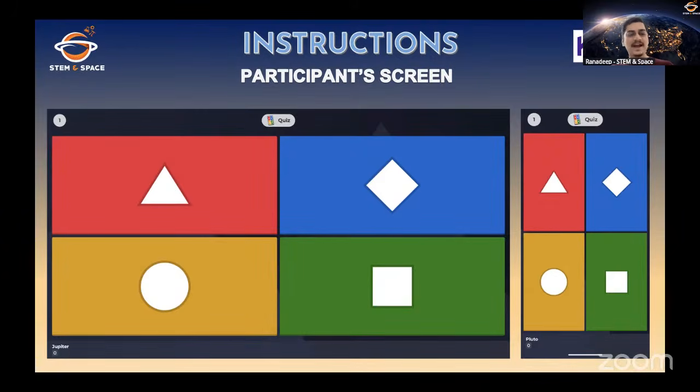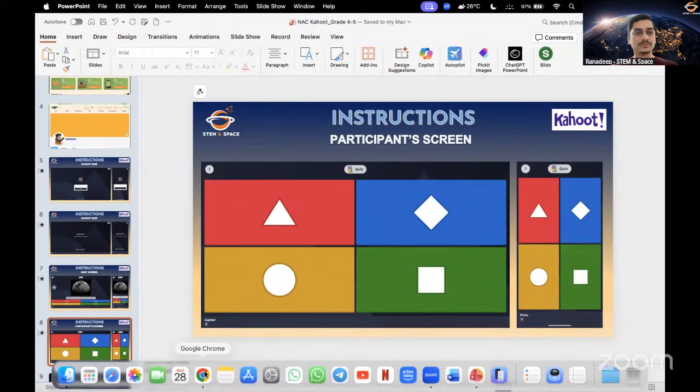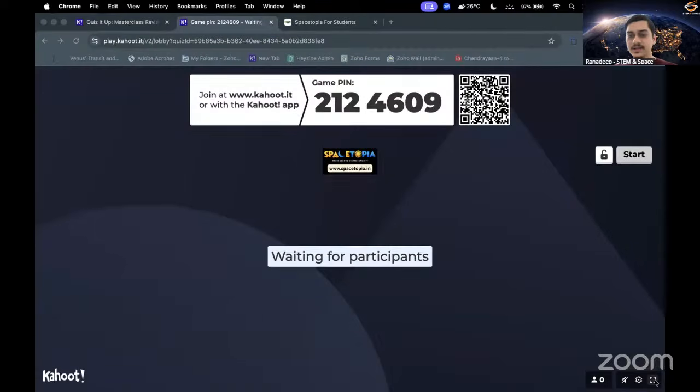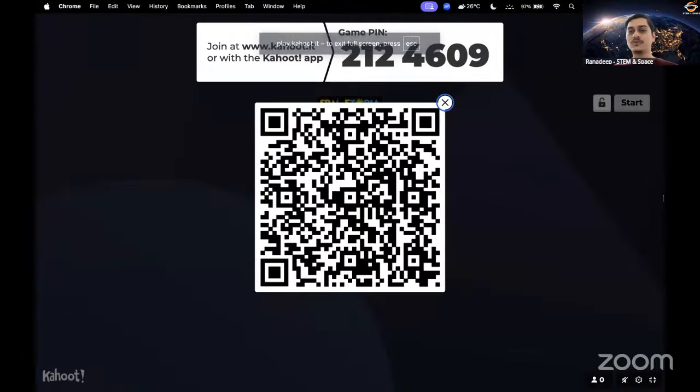So well, with all the instructions cleared up, let's move on to the Kahoot quiz itself. So, for this Kahoot, here is the QR code to join today's Kahoot quiz. I'm enlarging the QR code for all of you. You can also find the link to join this quiz in the Spacetopia live chat.